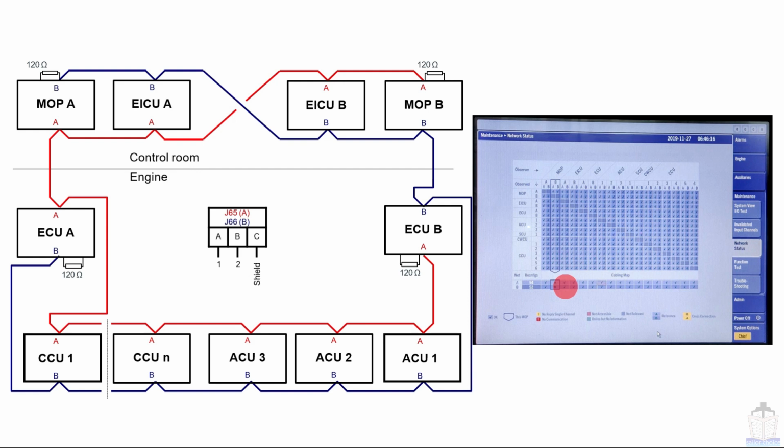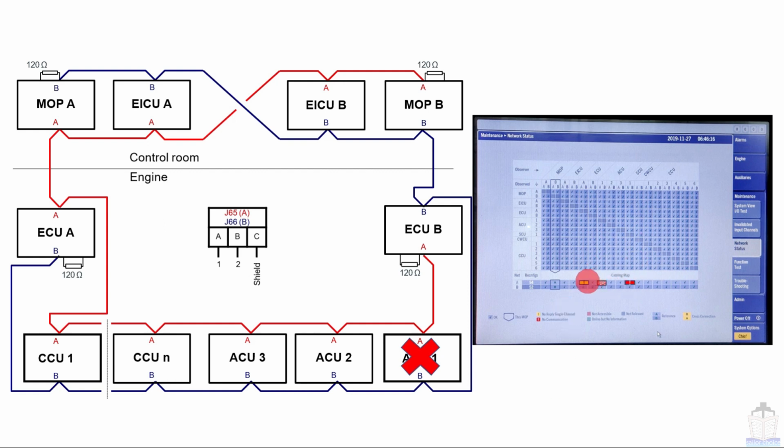For example, if I get this message, then I will understand that ACU1 has some problem. Another example, if I get this symbol, that is no reply single channel, then I will understand that ECUA has some problem, so I will check ECUA. Another example, if I get this symbol, that is no communication, then I will understand that ACU1 has some problem and I need to check the SU. That is the whole idea of the cabling map.